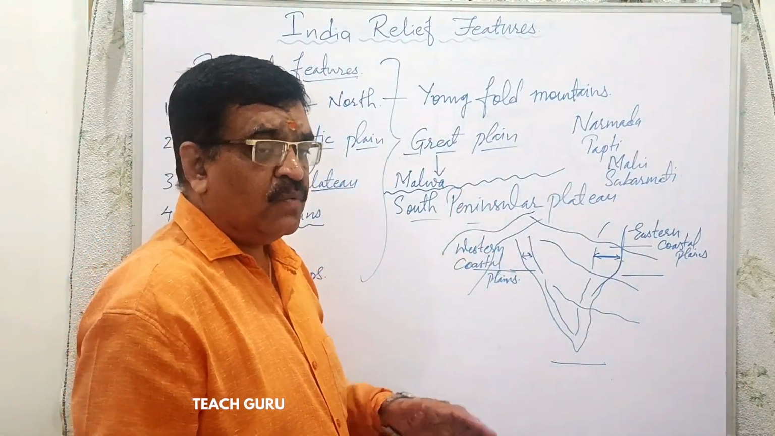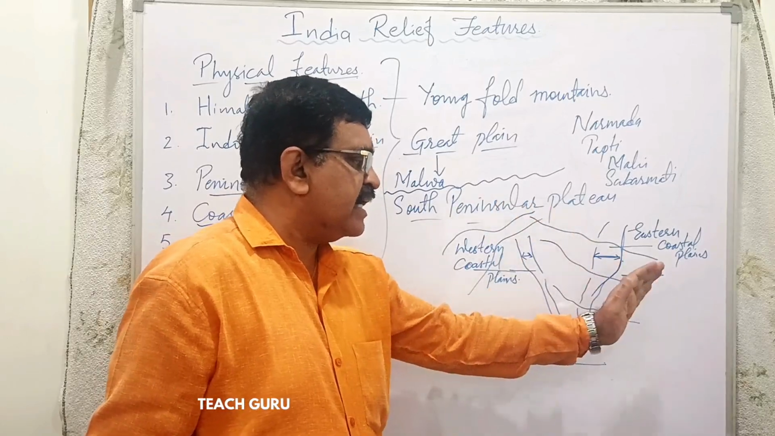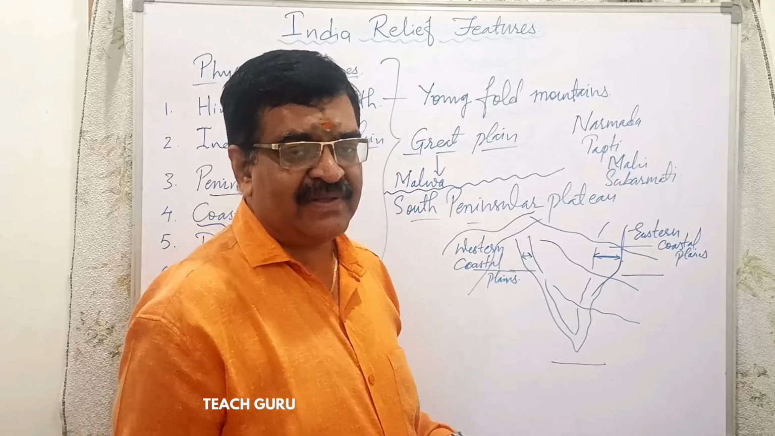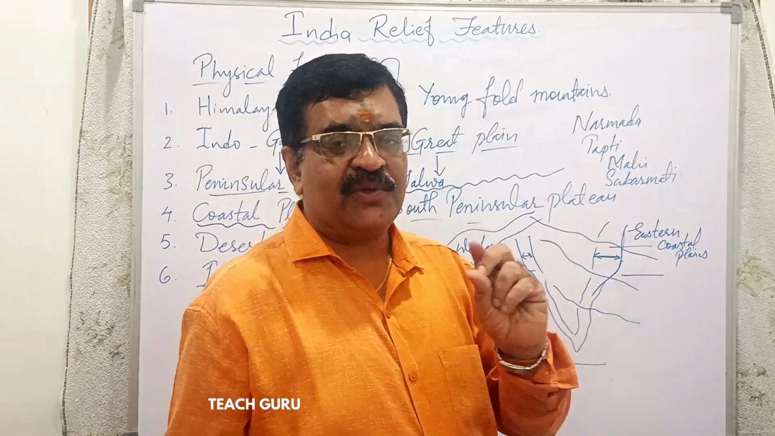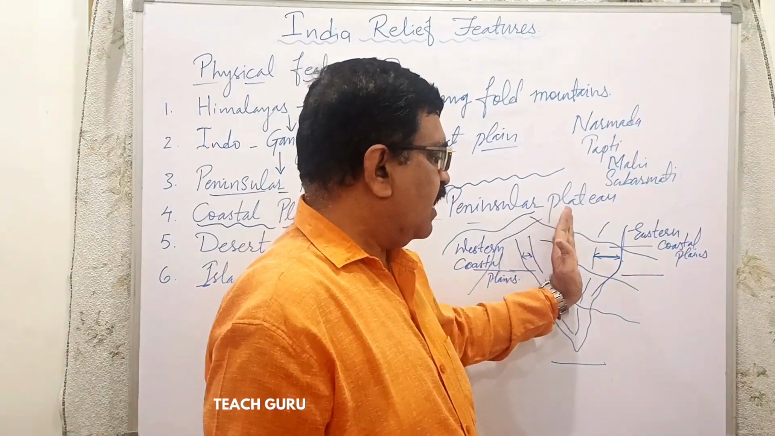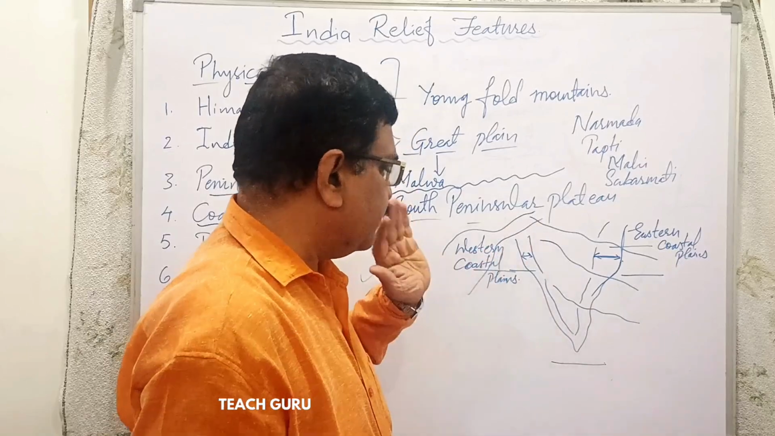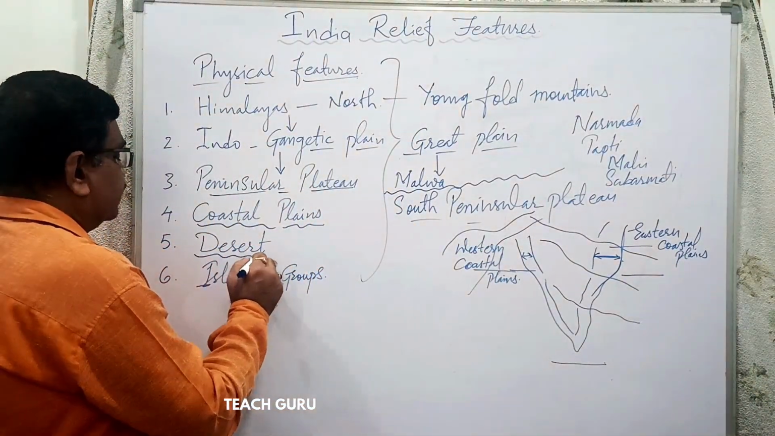Second thing, why will most of the rivers of India flow towards the east and drain into the Bay of Bengal? That you have to find out. This is the question which you have to inform to me through your comments. Why are most of the rivers of India draining into the Bay of Bengal? Why not into the Arabian Sea? Okay. So next comes the desert region.